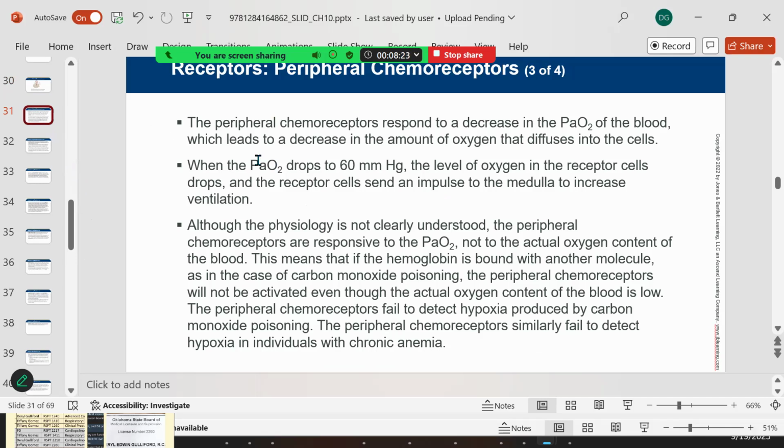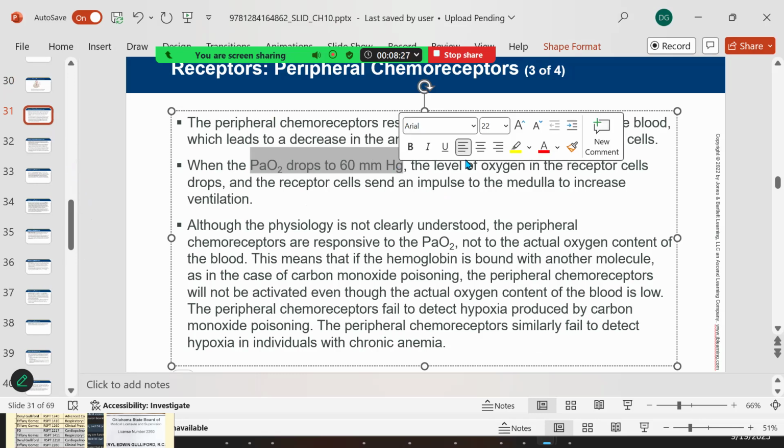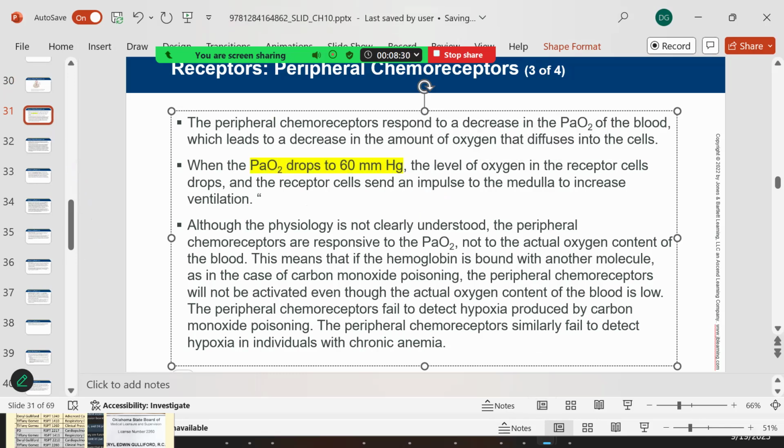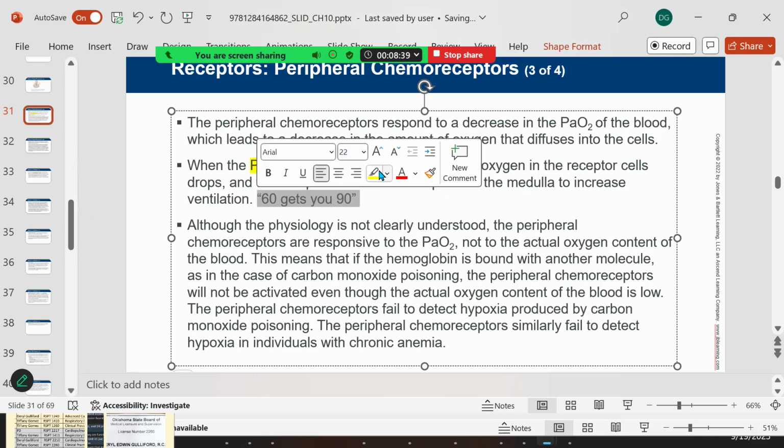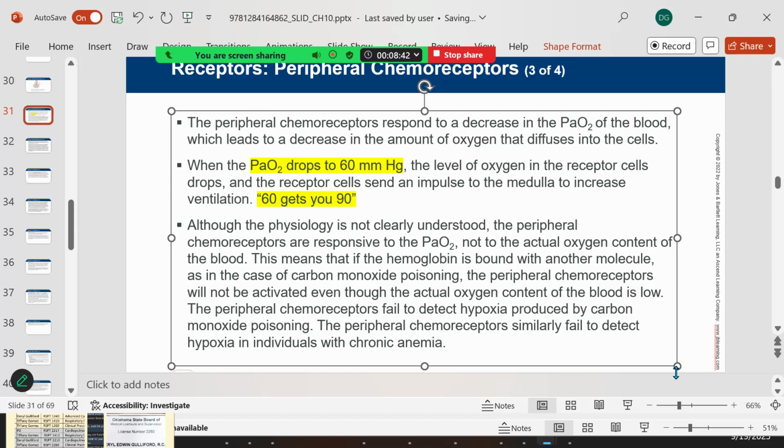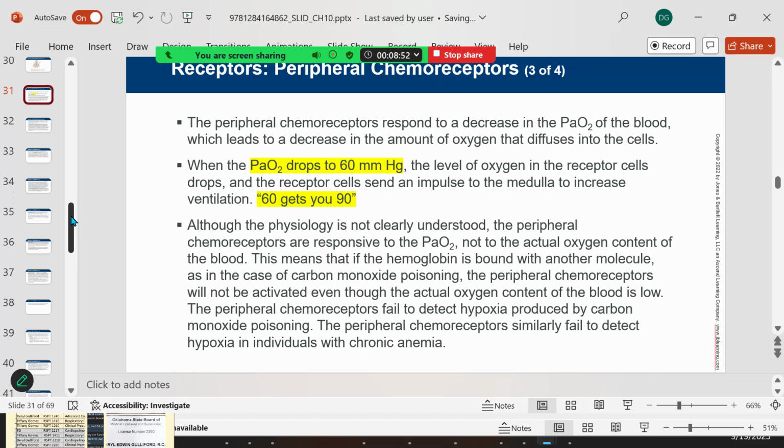PaO2, a key number is 60. We say in respiratory, 60 gets you 90. So I'll just add that to the slide here. 60 gets you 90. That means 60 on the PaO2 gets you 90% saturated, which is a good place to be. Anything over 90 is generally considered acceptable saturation. But our medical director says this is a slippery slope because if you drop from 60 to 50 on the PaO2, the oxygen saturation is dropping substantially. It's a downhill slide. This thing is called the oxyhemoglobin dissociation curve, and we will come upon that later in the course.